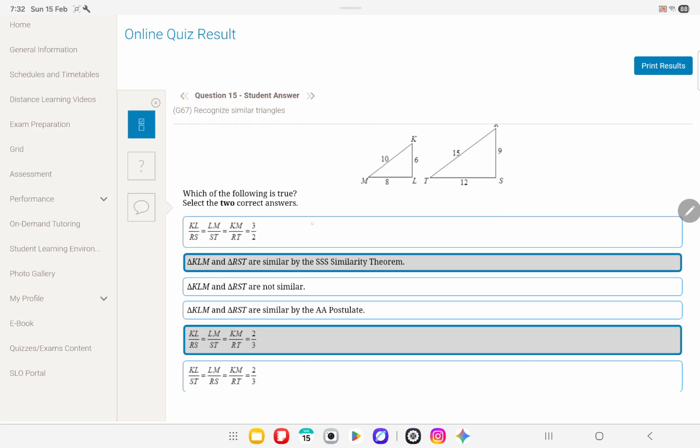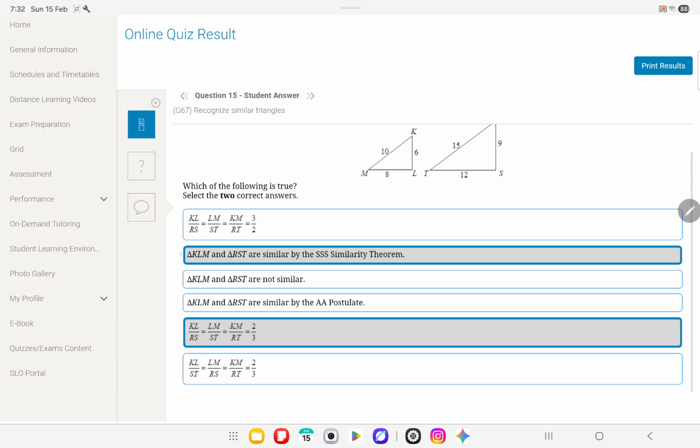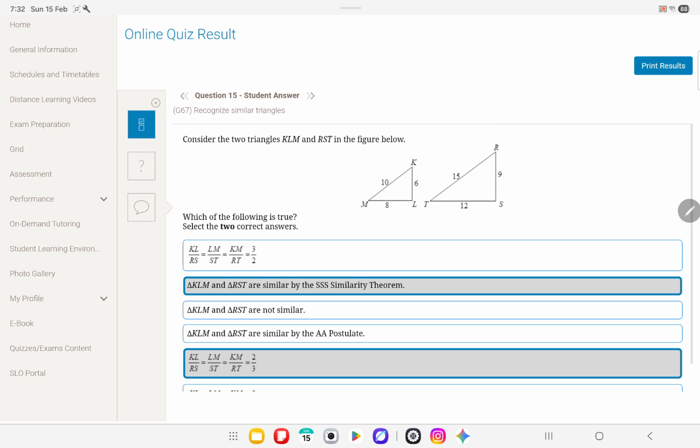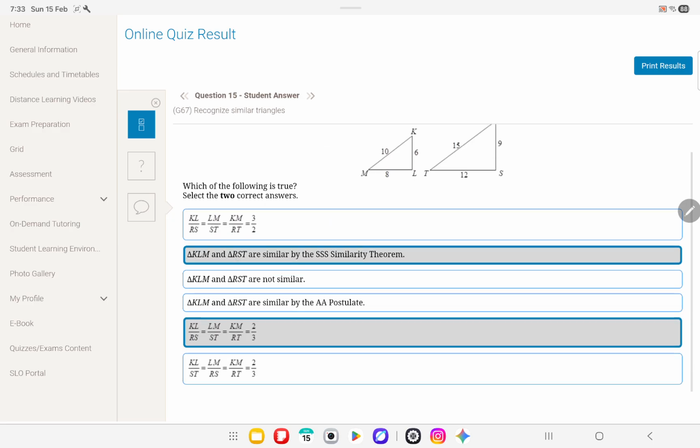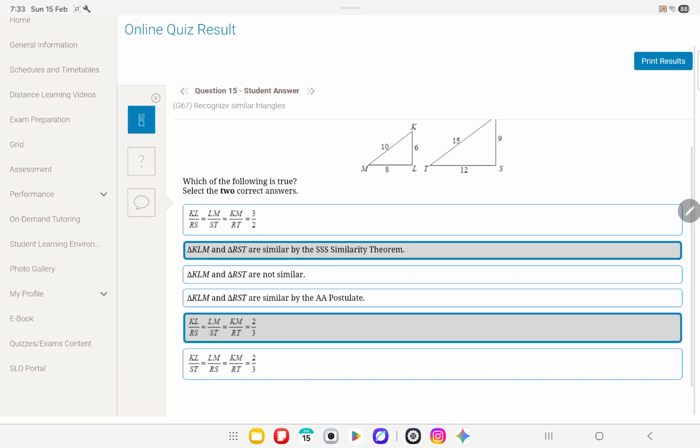Here they're telling us that triangle KLM and triangle RST are similar by the SSS similarity theorem. Yes, they are, because when we did this, we found that all of these are equal to 2 over 3. That means they're all similar. So this is correct because all the sides are similar, and when we simplified all of these, we found that they're all equal to 2 over 3. So this is correct.